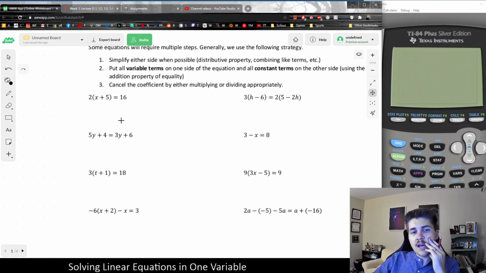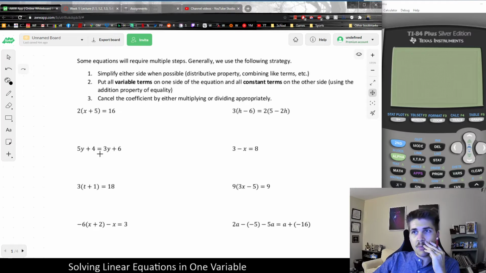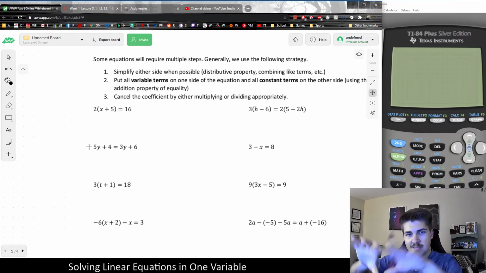So usually the first step is to simplify either side when possible. In this particular case, it is. Step 2 says to put all variable terms on one side and all constant terms on the other side. And the word term we just use for the things which are separated by addition and subtraction within an equation. So we'd say this is one term, this is another term. On the left-hand side of the equation, this is a term and another term on the right-hand side. And the equal sign is always separating those two sides into separate algebraic expressions.